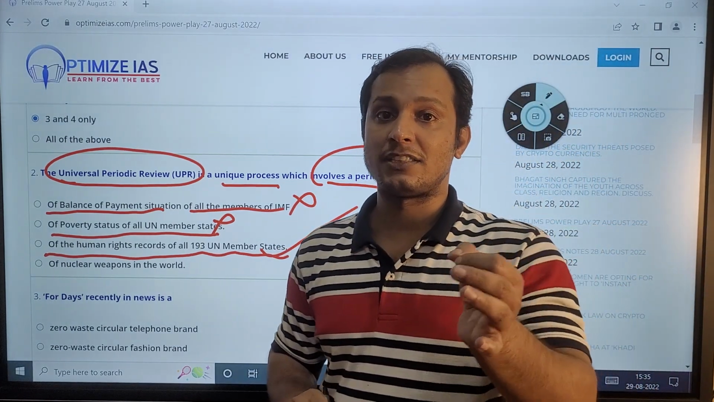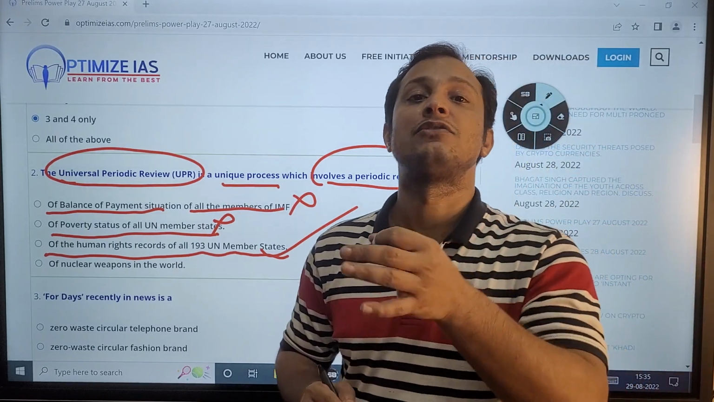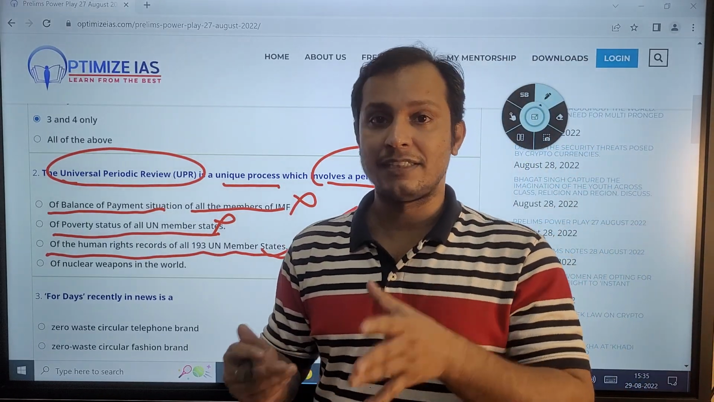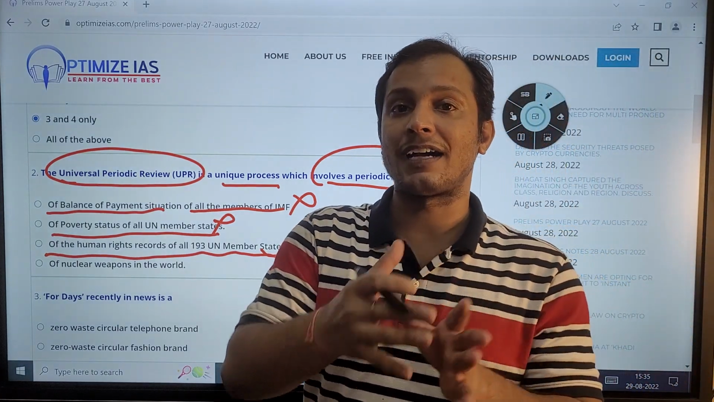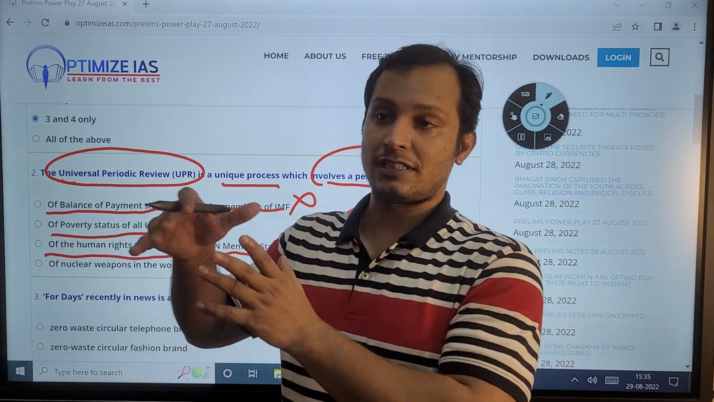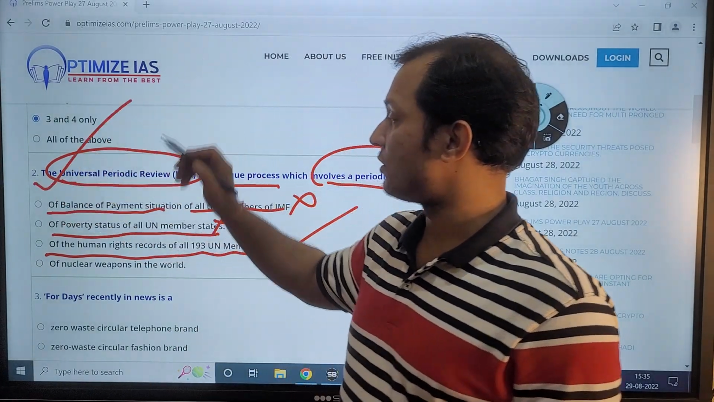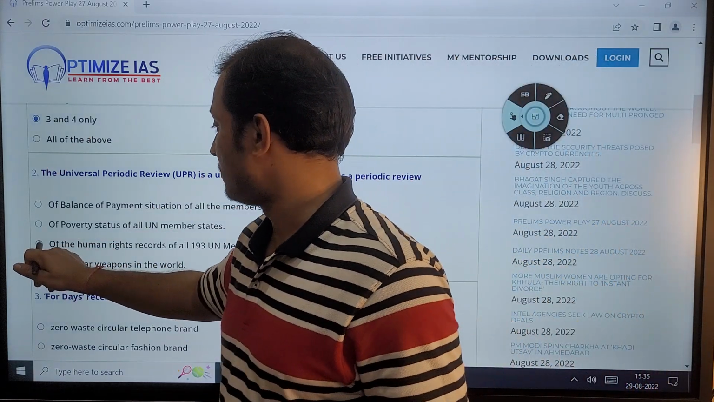Basically, the United Nations Human Rights Council reviews the human rights situation of a country. Recently this topic is in the news because Sri Lanka has been backed up by China at UNHRC. This is a very important topic, so the answer will be option C.